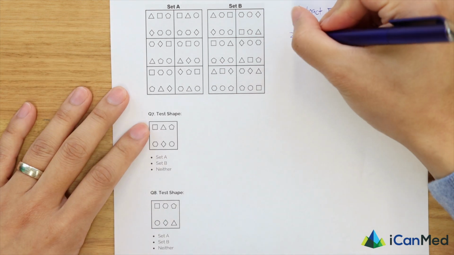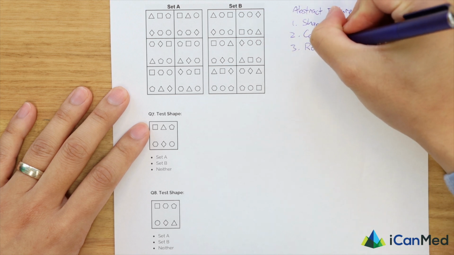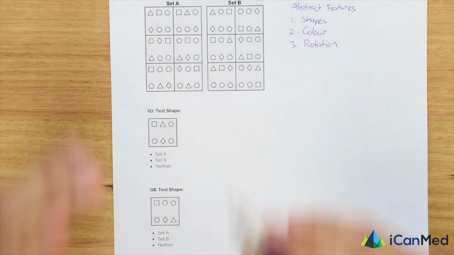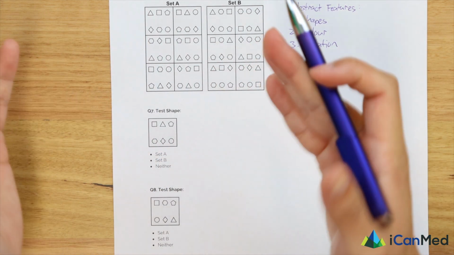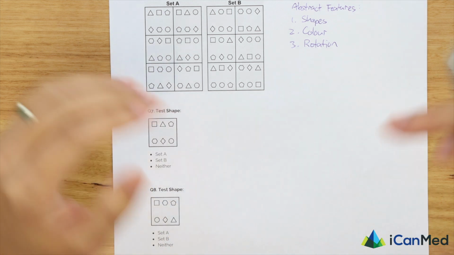The third feature is rotation. So you might have the same shape in your boxes. However, you might see that the shape is rotating. So UCAT will use that rotation to form some sort of pattern. So you need to be very wary of that.